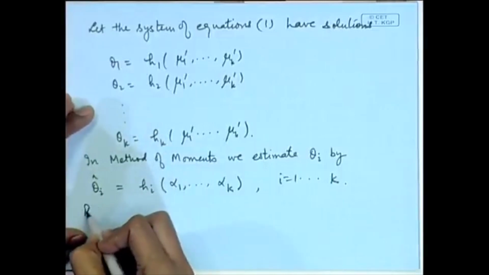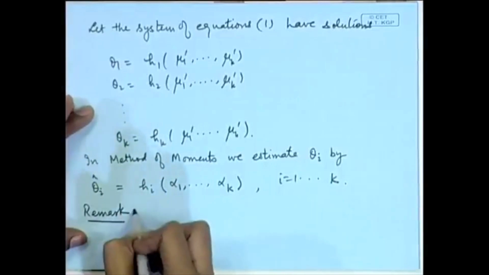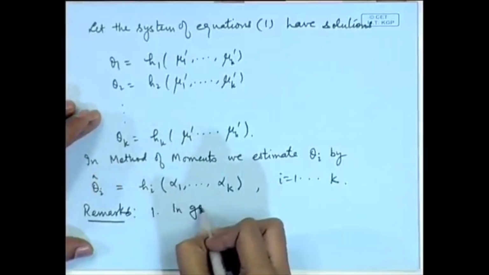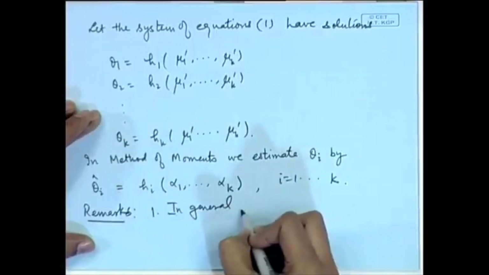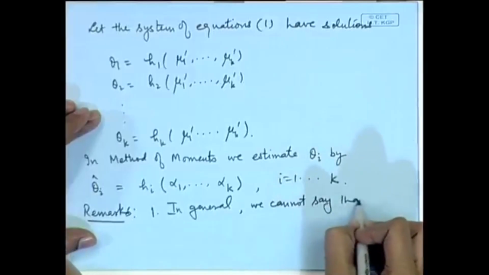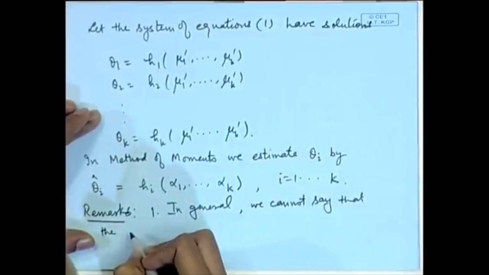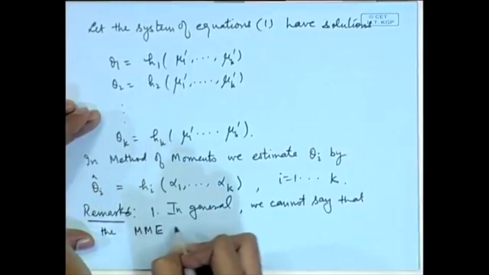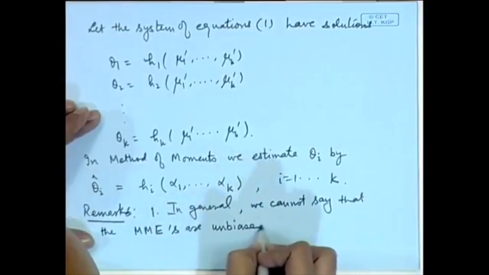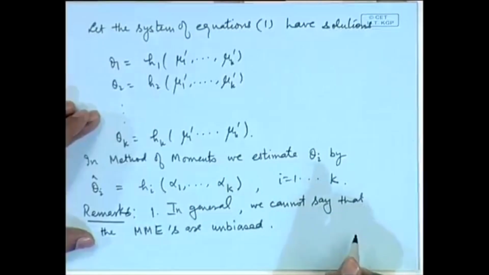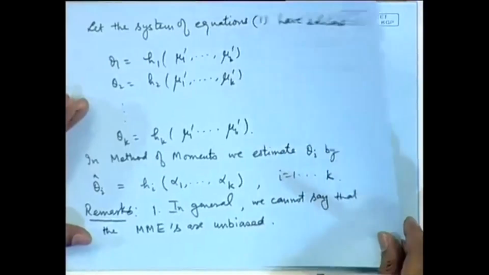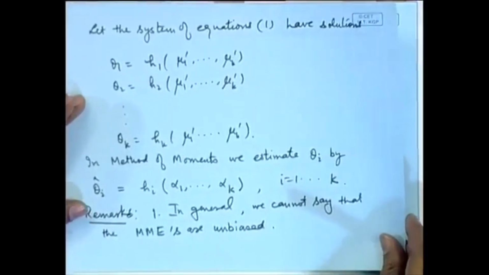Like we had seen that the least square estimates are unbiased, but in general we cannot say that for the method of moments estimators. So, I will use the word MMEs. In general, they may not be unbiased. So, sometimes they may be unbiased, sometimes they may not be unbiased. However, consistency may be true.